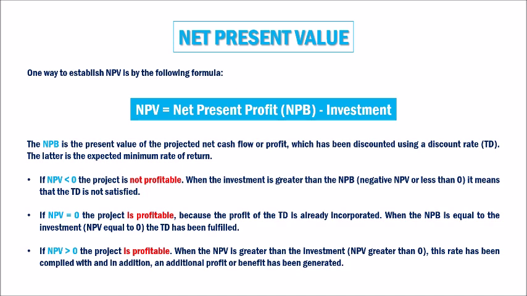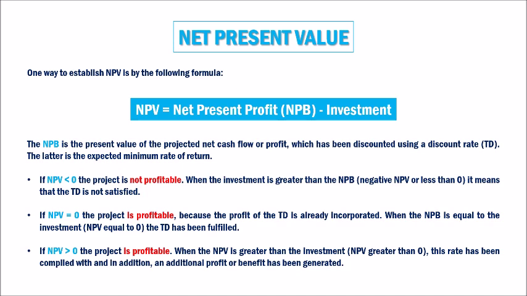If NPV is less than 0, the project is not profitable. When the investment is greater than the NPP, it means that the TD is not satisfied. If NPV is equal to 0, the project is profitable because the profit of the TD is already incorporated. When the NPP is equal to the investment, the TD has been fulfilled.